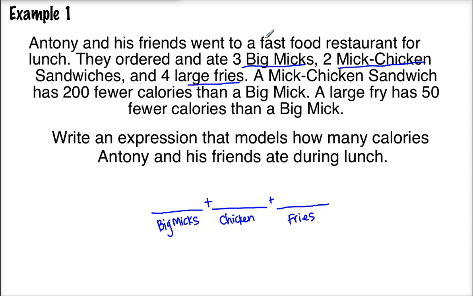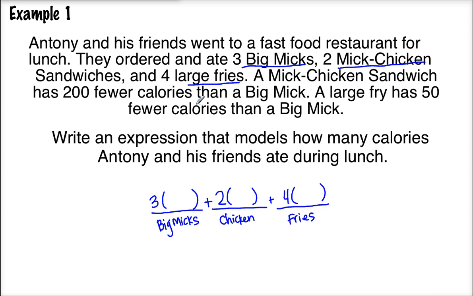Now the next part is how many of each did they eat? So they ate 3 Big Macs. So however many calories are in a Big Mac, we have to multiply it by 3 because they ate 3 Big Macs. The chicken sandwiches, they ate 2 of those. So however many calories is in 1 McChicken sandwich, we multiply it by 2 because they ate 2 of those sandwiches. And finally, with the French fries, they ate 4 large fries. So however many calories are in 1 large fry, we multiply it by 4 since they ate 4 large fries.